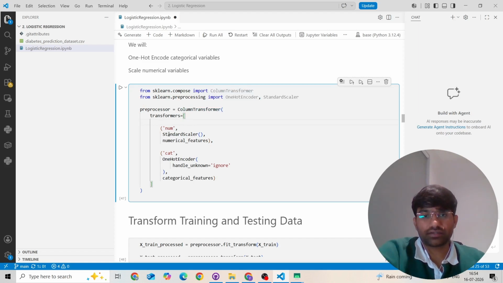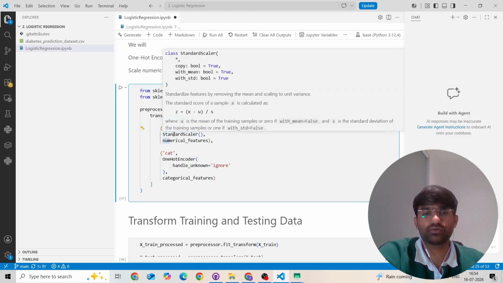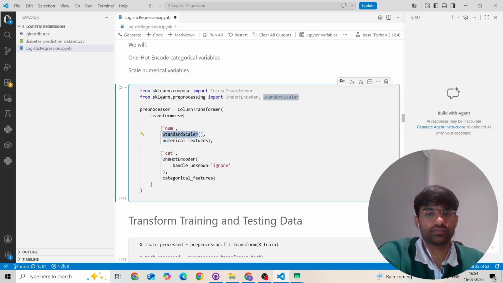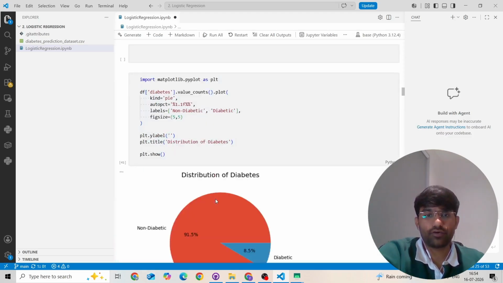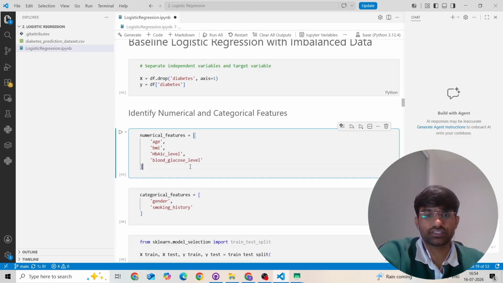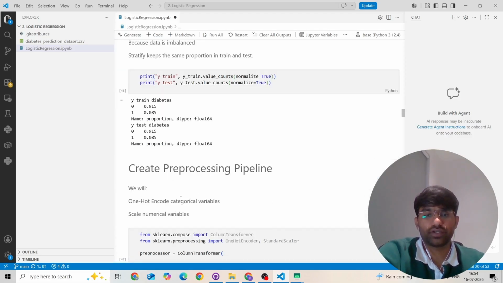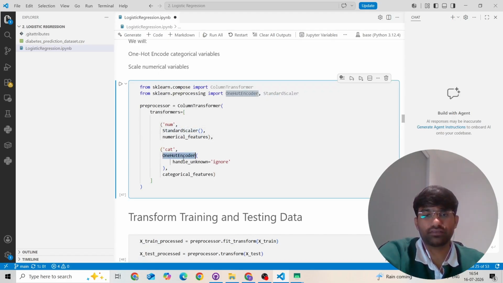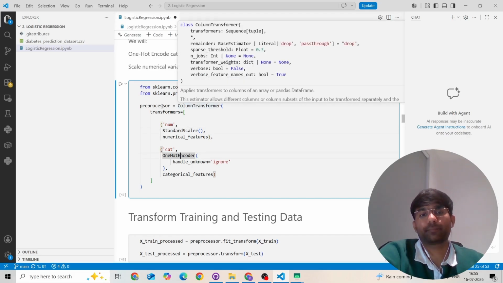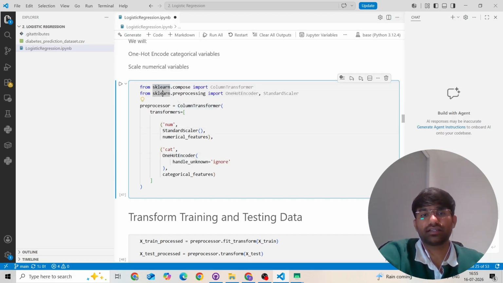So I have made a list here. These are just names, num and cat. This is for numerical features: scale the numerical features, which I have split here. I have made two lists, numerical features and categorical features. For numerical features, do the standard scaling, and for the categorical features, do the one hot encoding. So I have defined here the one hot encoder. Both the standard scaler and one hot encoder are imported from the scikit-learn library.